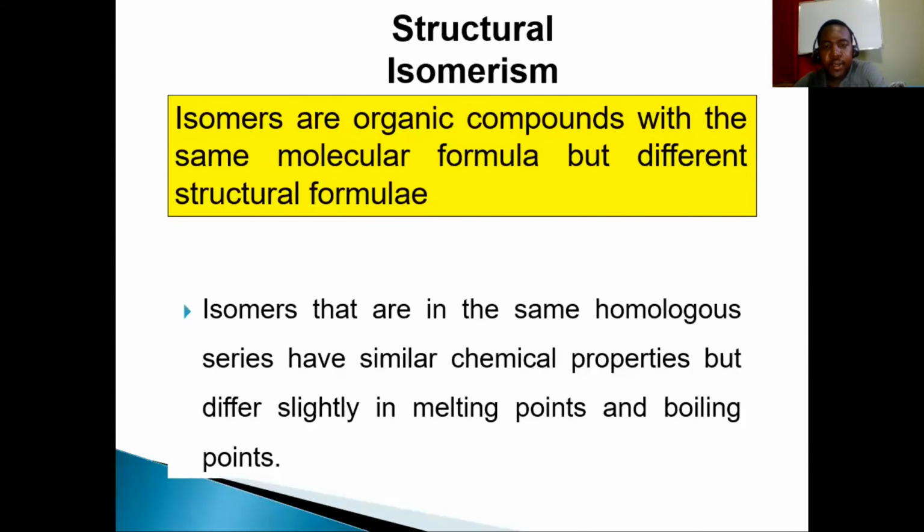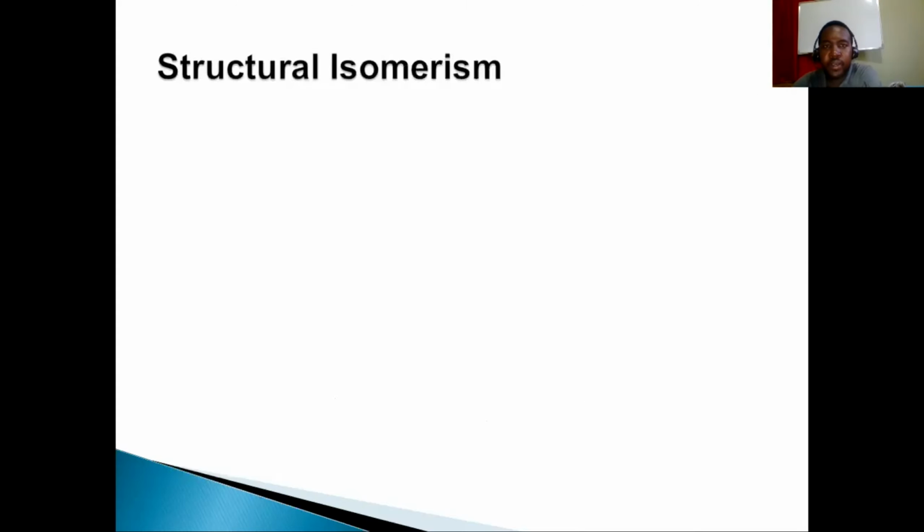So isomers that are in the same homologous series have similar chemical properties, but differ in their boiling and melting points. Because it varies in their structures, their boiling points and melting points can also be different. But their chemical properties are the same because they have the same atoms, carbon and hydrogen. If it's an alkene, it will have the same double bond, but it's just the difference in where the setup is.